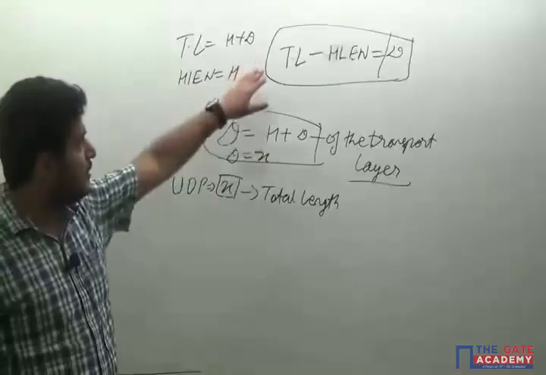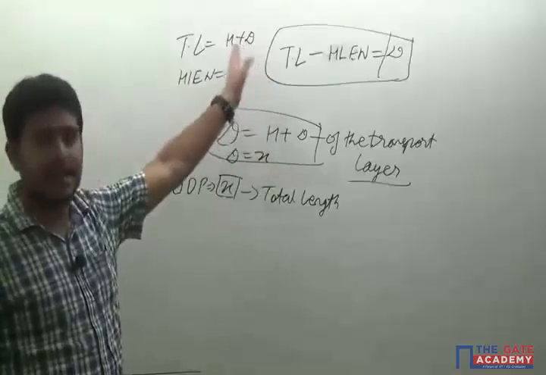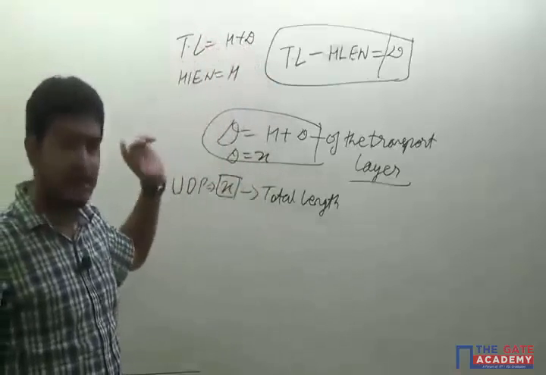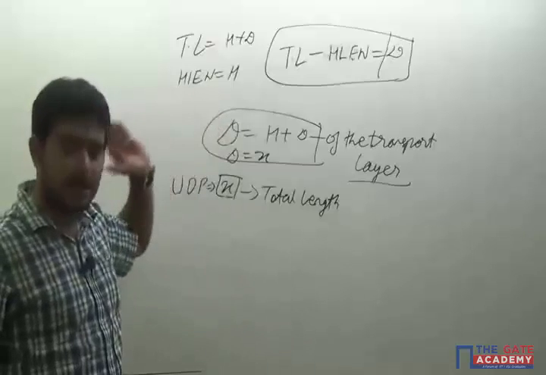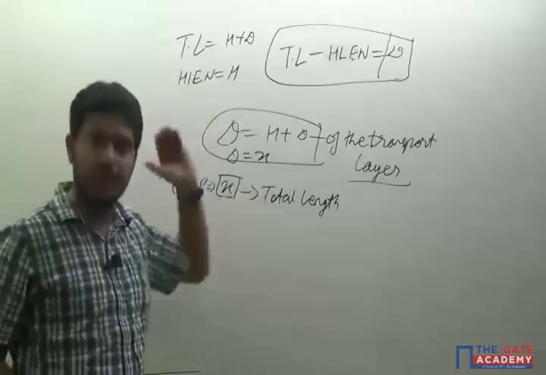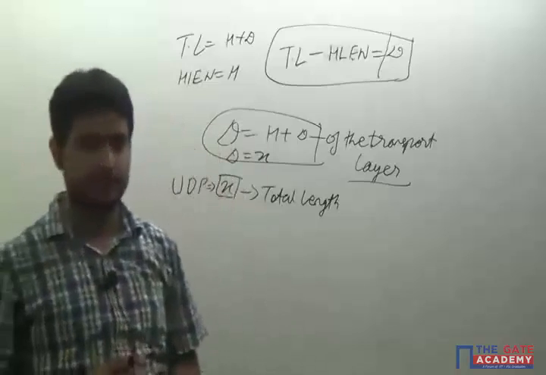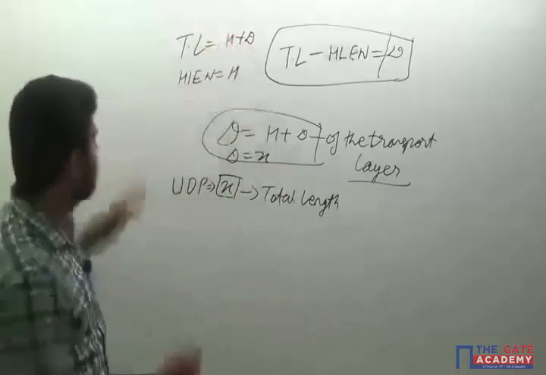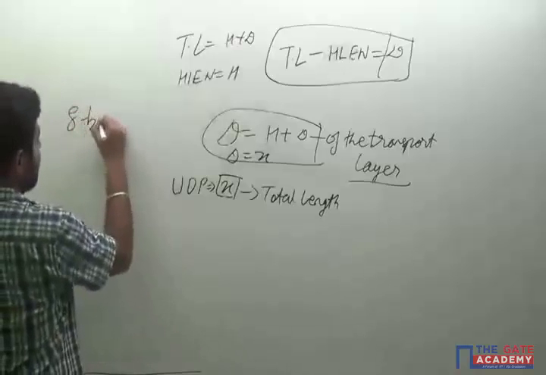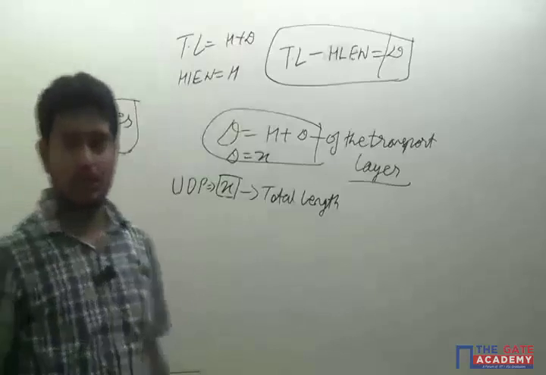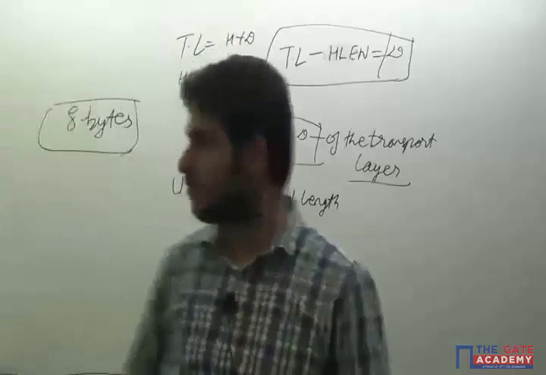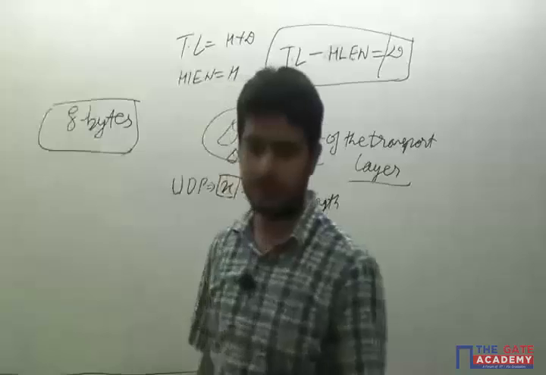So if the total length and header length of IP are given, and it is using the services of UDP, you can find the data part or the total length of the UDP header plus data. UDP header length is fixed. It is 8 bytes. Okay, sorry, I forgot to tell you. UDP has a fixed header length which is 8 bytes.